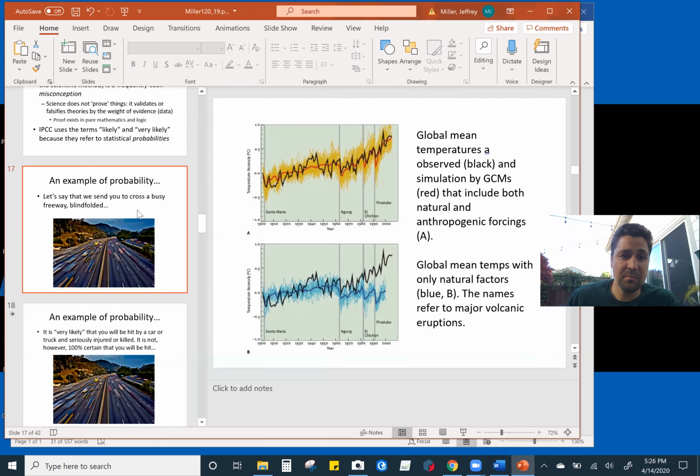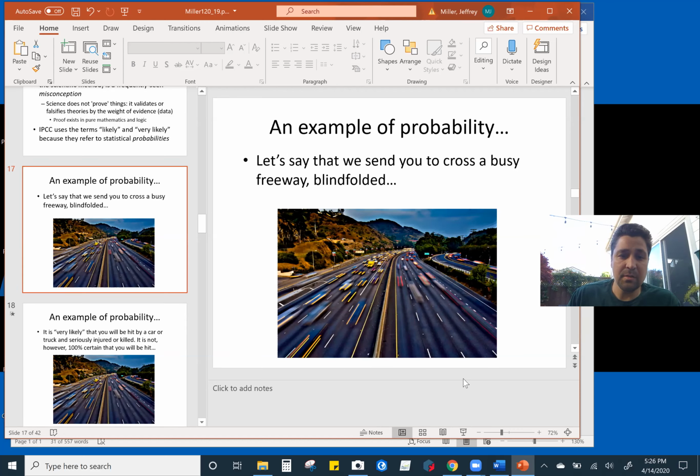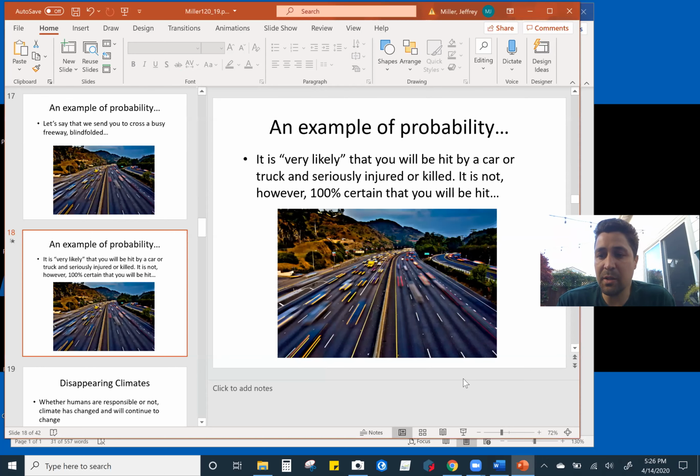Questions 17 and 18. Yeah. So the probability, right? You cross a busy freeway blindfolded, and it's very likely, okay, the terminology is important, it's very likely that you'll be hit by a car or a truck or seriously injured or killed, but it's not 100% sure. Okay. Look, I don't even know exactly what the author's trying to make in particular with that, how that relates per se, but many things are not 100% sure, I guess. In this case, human caused climate change, anthropogenic climate change. We don't know 100% that it is. There's still a little bit of doubt, but nevertheless, it is very, very, very likely the case based on the facts and the evidence that science is proving.